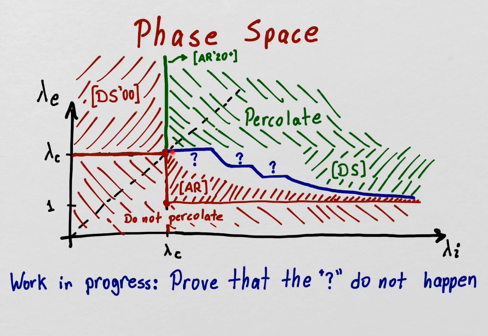So in the most pessimistic case, the curve will have a horizontal segment here, then decrease, another horizontal segment, and then decrease, and so on, and it will tend to infinity in a strictly decreasing way as lambda I goes to infinity. Then it's still a work in progress to rule out these horizontal segments from the critical curve.